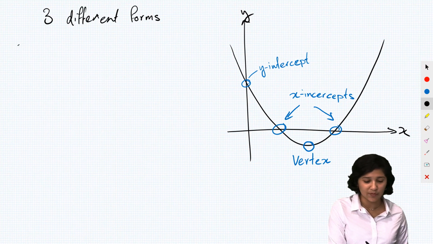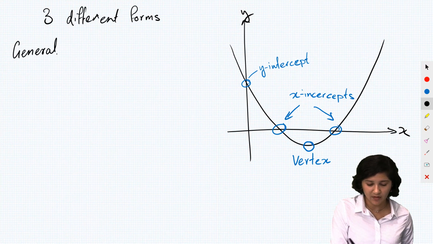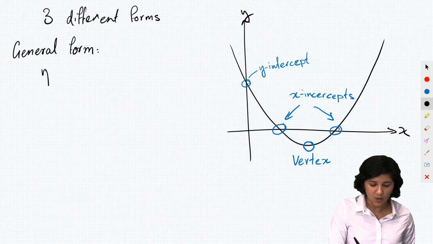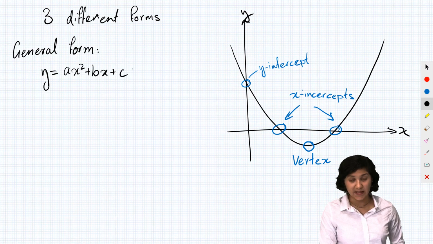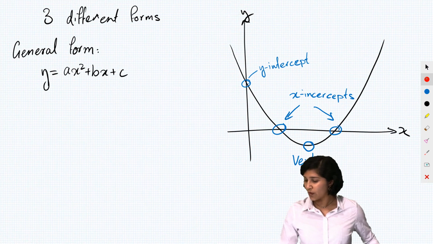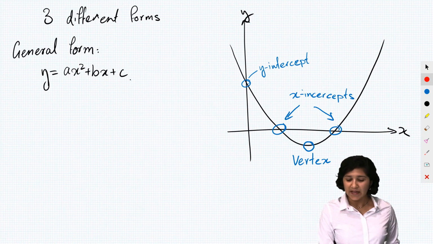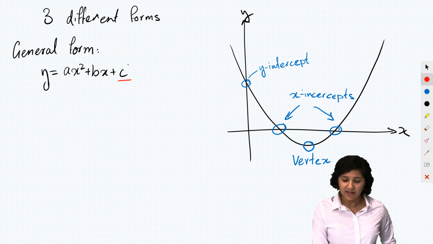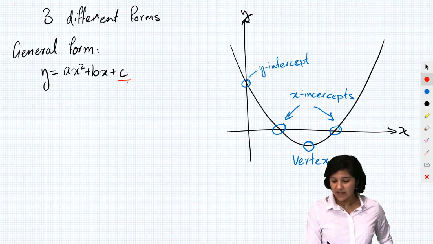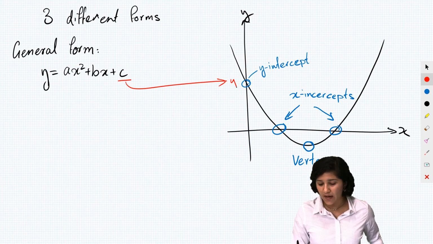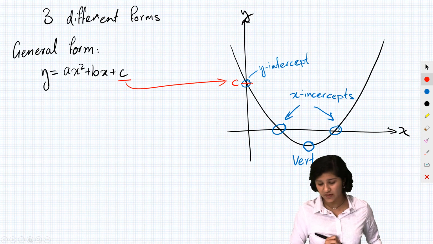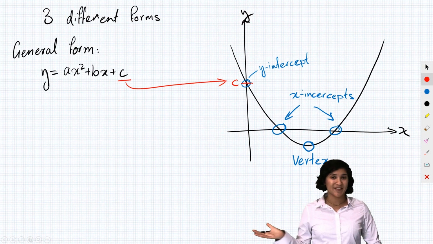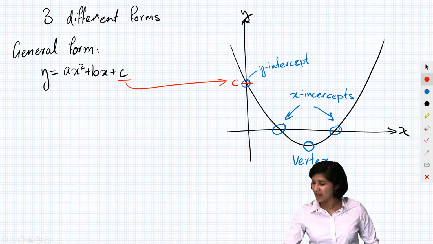The first form is the one we've already seen. It's called the general form. And the general form has the equation y equals ax squared plus bx plus c. So what this equation tells us about the graph is the y-intercept. So this c right here, just like in our line equation, tells us that the y-intercept occurs at y equals c. So this is c here. But that's about it. The general form doesn't tell us anything else about the graph.